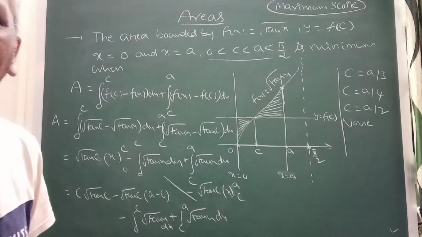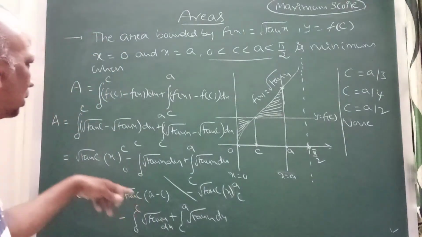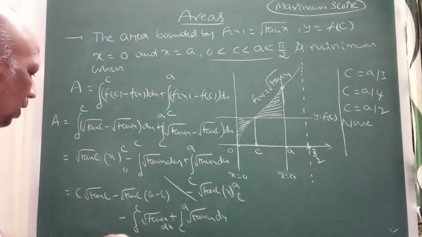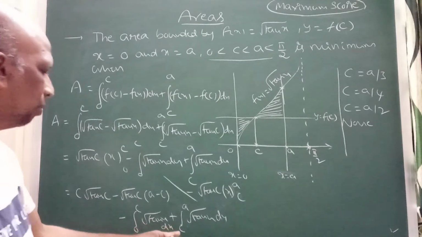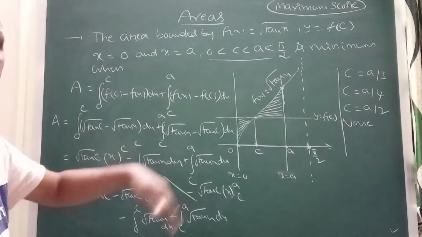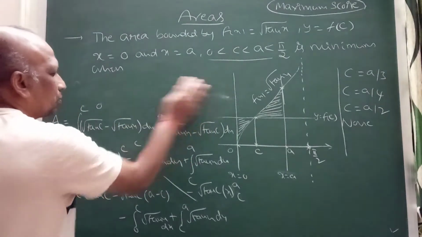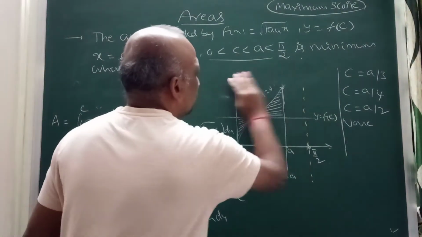Now I am going to simplify this one. So you understood up to here, right? I have done this one: minus the integral from 0 to c of root tan x dx plus the integral from c to a of root tan x dx, correct. From this point I am going to simplify now.